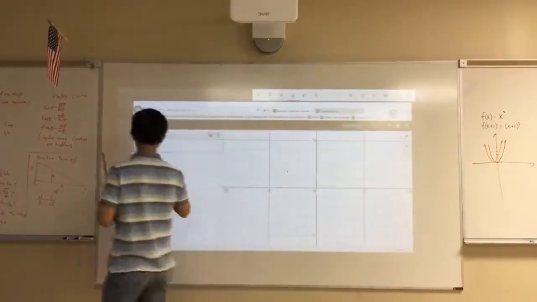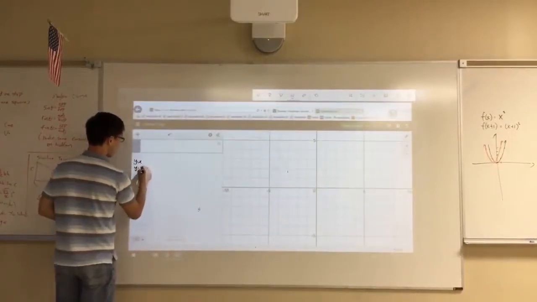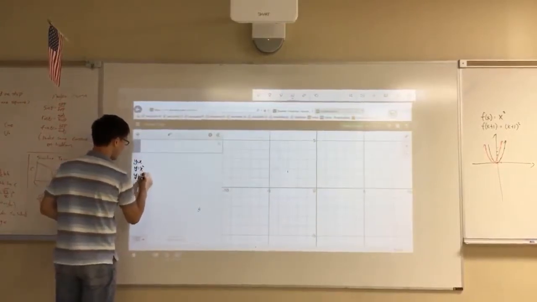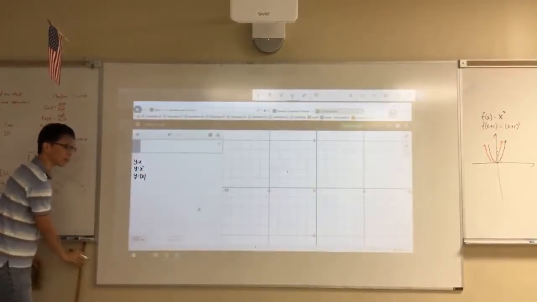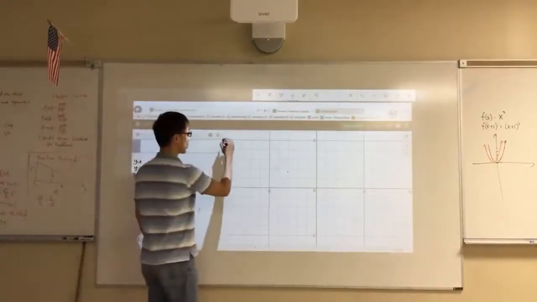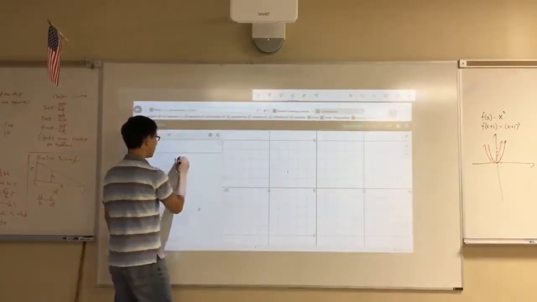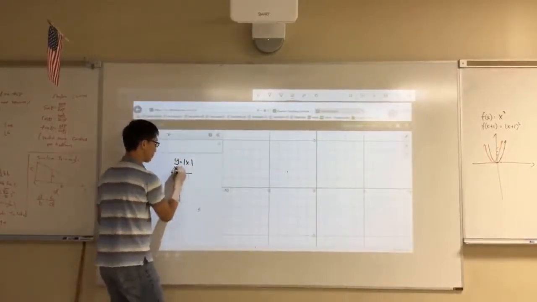So we finished what? We finished y equal to x. We finished y equal to x squared. The next one is absolute value of x. This is the third parent function. So all those are parent function graphs. So we're going to talk about y equal to absolute value of x. We're going to do a t-chart again.